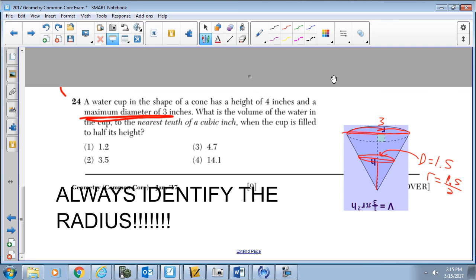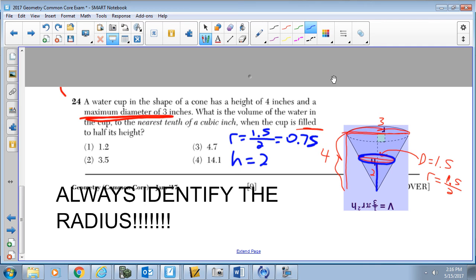Now let's look at something else. When the cup is filled to half of its height. Well, the entire height, so I'm talking about over here, the entire height is 4. So that means this part is half. So that's going to be 2. So you're basically dealing with this cone here, right? And the radius of that cone is equal to 1.5 divided by 2, or you could just use 0.75. And the height is equal to 2.